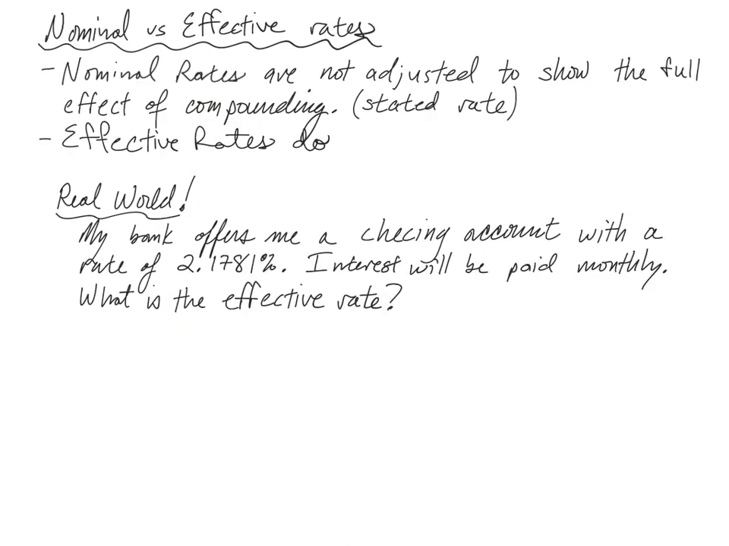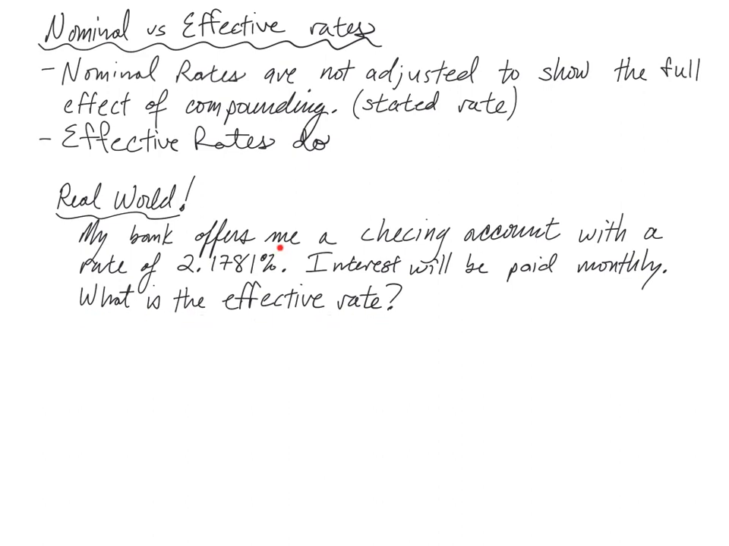On this slide, I'm going to go over very quickly the nominal rate and how it is different from the effective rate. So nominal rates are not adjusted to show the full effect of compounding. And this stated rate, I'll get to that in a minute. Effective rates do adjust to show the full effect of compounding. So the real world example here is that my bank offers me a checking account with a rate of 2.1781%. Interest will be paid monthly in my checking account. What is the effective rate?